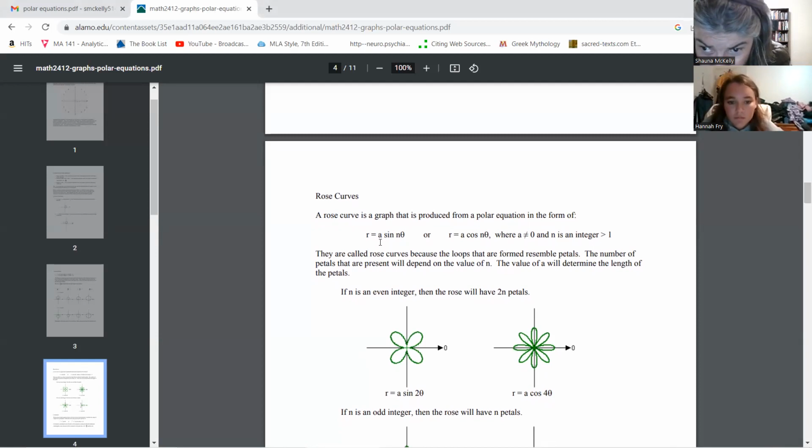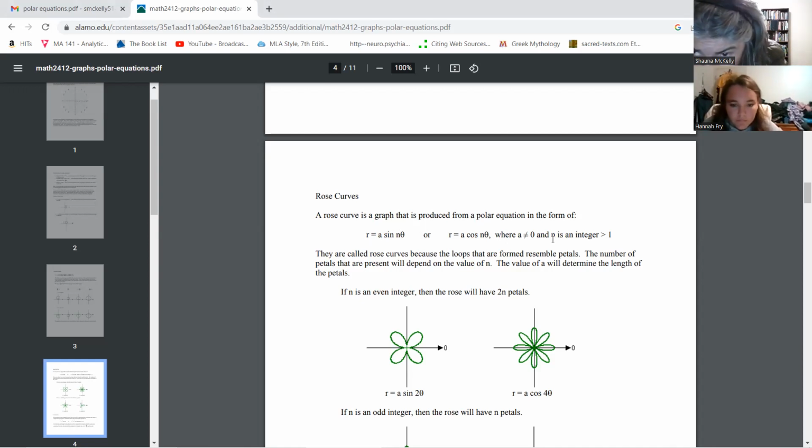A rose curve is a graph that is produced from a polar equation in the form r equals a sine n theta, where a is a constant, like 5 or 3 or 2, so like 3 theta, or just theta. Remember, theta counts, that's 1 theta. Or r is equal to a cosine n theta, where a is not 0. That's obvious, because if a were 0, then r is 0, and that wouldn't be a rose curve, that would be a point, a circle with a 0 radius.